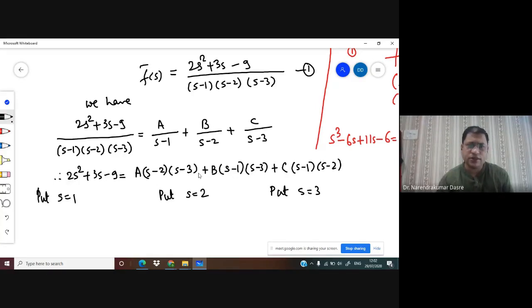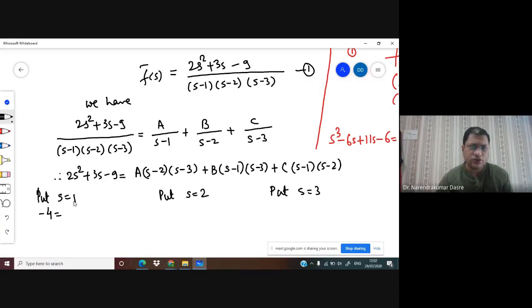In this expression, we have to put s is equal to 1. So if I put s is equal to 1, we get 2 plus 3, 5, and minus 9, so I'll have minus 4. So this will be 2, this will be 3, 5, minus 9. It is going to be minus 4. Now, here we are putting s is equal to 1, so this term is 0 and this product will be 0. Here we are putting s is equal to 1, so this term will be 0 and this product is going to be 0.